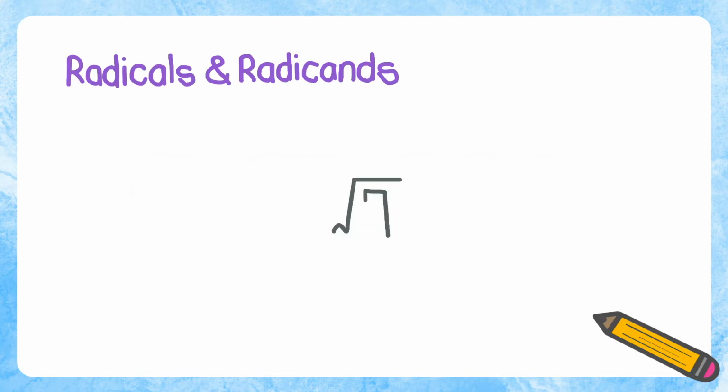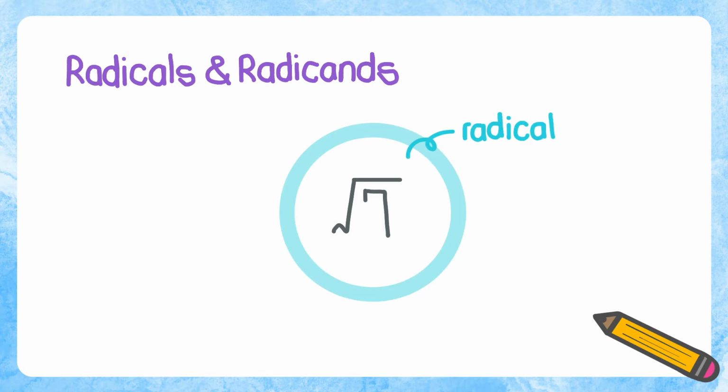Let's go over some quick definitions. So say we have this right here. You probably call this square root of 7, or maybe you've heard radical 7. Either way is fine. So this whole thing right here is called the radical. And everything inside the square root symbol is called the radicand. So this can include numbers and variables and whatnot. So anything that's inside the square root is the radicand.